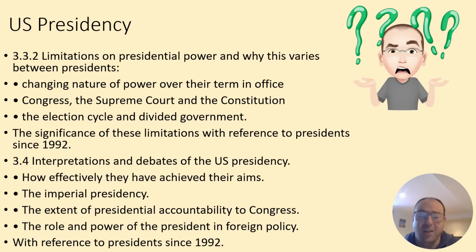So interpretation and debates for the US presidency. So how effectively they achieve their aim, which is a summary of all the stuff in the other bits of it. Whether there's an imperial presidency, again, that's one of the accusations leveled against Bush's presidency, or whether you might see a really powerful president as a good thing. The extent of presidential accountability to Congress. So can Congress stop executive orders, which are seen as a way they get around that. The role and power of the president in foreign policy. So do they absolutely dominate it? How much of a role does Congress play? And again, all of this with reference to presidents since '92.